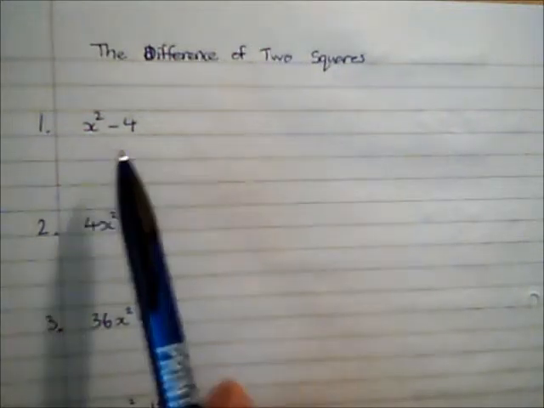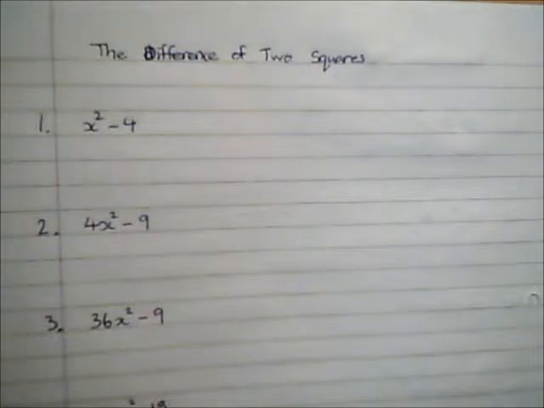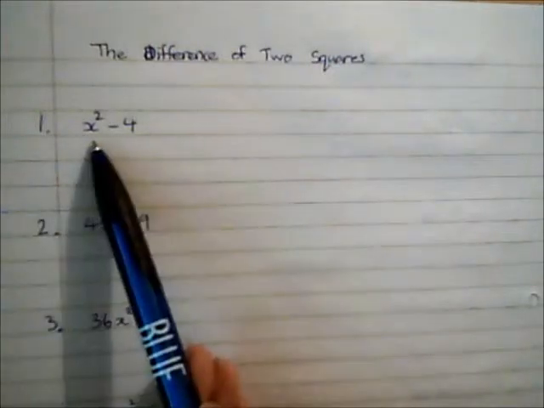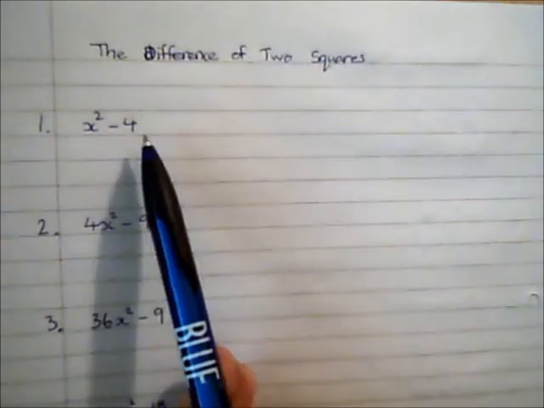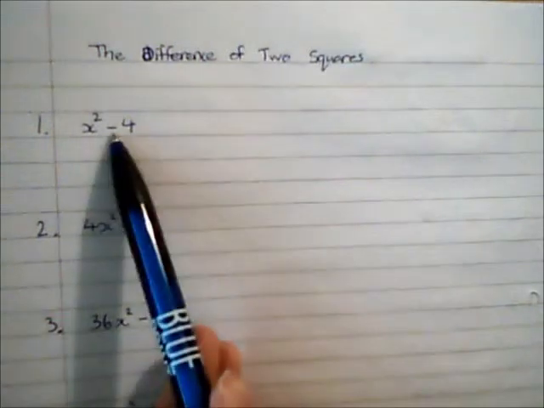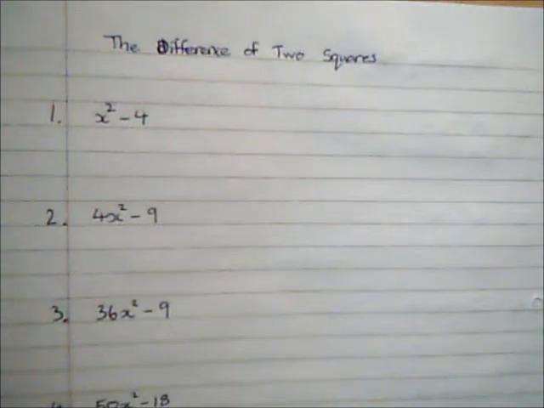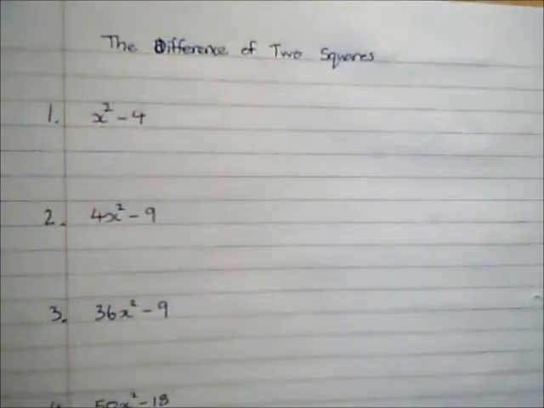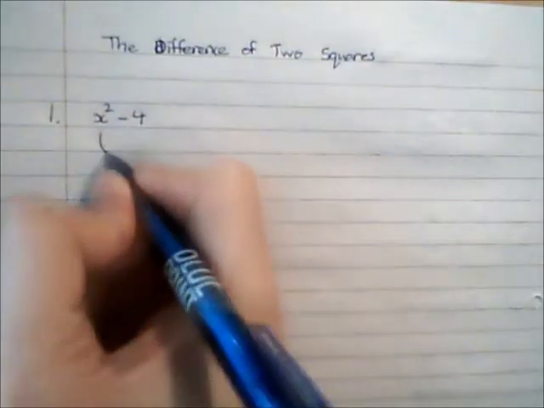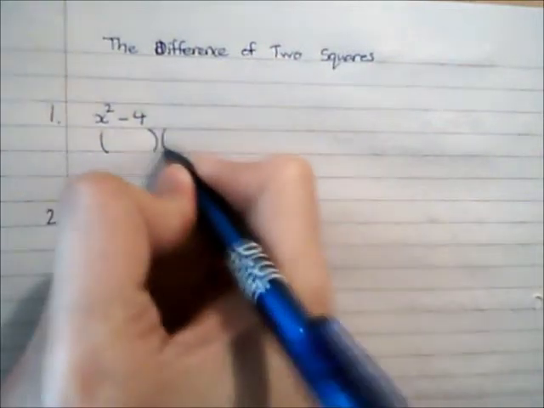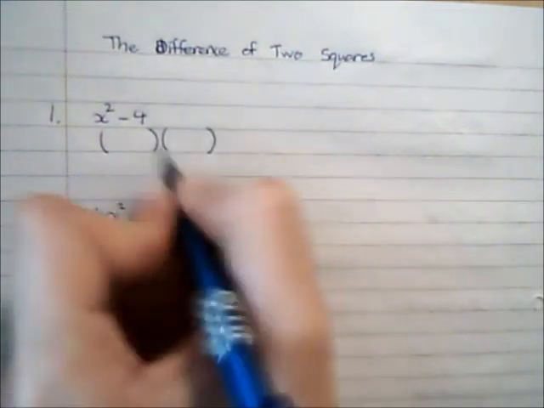So this first example, I can find the square root of x squared easily and the square root of 4 easily. And there's a difference, they're being subtracted. So I'm going to use the difference of two squares to factorise. I'm going to take the square root of each term, and these are going to form the values in a pair of brackets, and then a second pair of brackets as well, and they're going to be multiplied together.